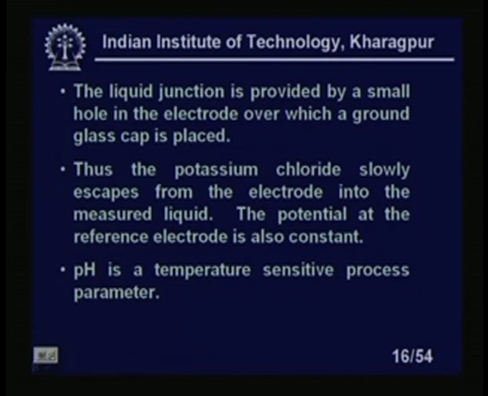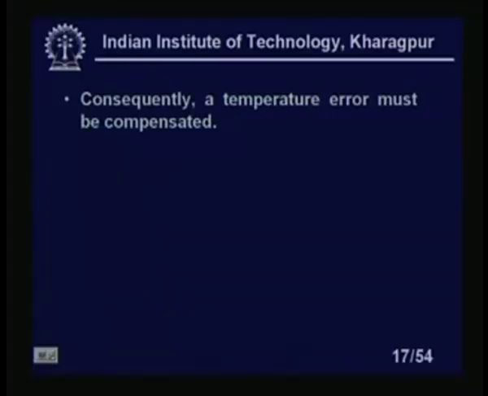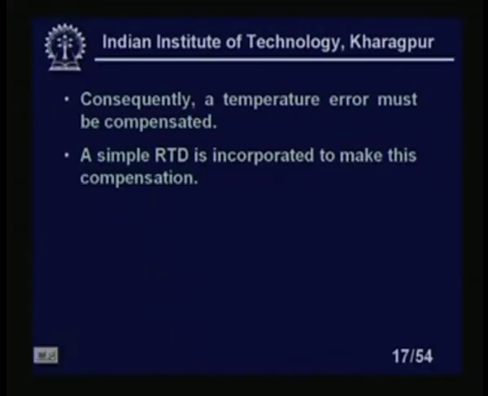pH is a temperature sensitive process parameter. So, you must compensate for any change, because if the temperature changes, the pH value also will change. So, the output voltage of the meter also will change. Consequently, any temperature error must be compensated. A simple circuit is incorporated to make this compensation.